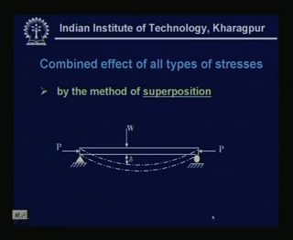Now we would like to find out the combined effect of all types of stresses. The method we know is called the method of superposition, meaning you superpose one stress over another stress. In the superposition, you can superpose like types of stresses, meaning all the normal stresses can be combined together. In a similar manner, all the shear stresses can also be combined together.